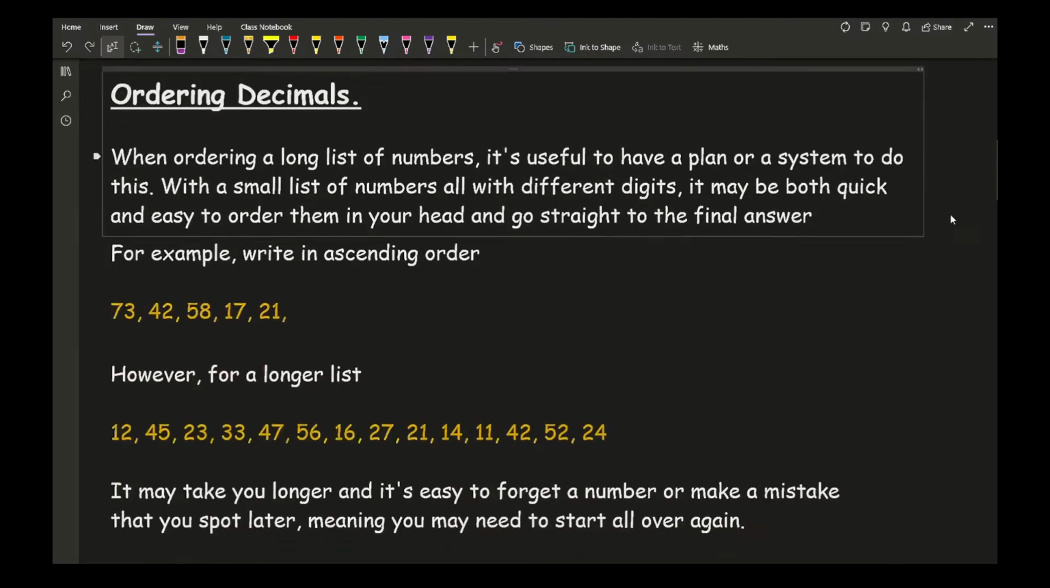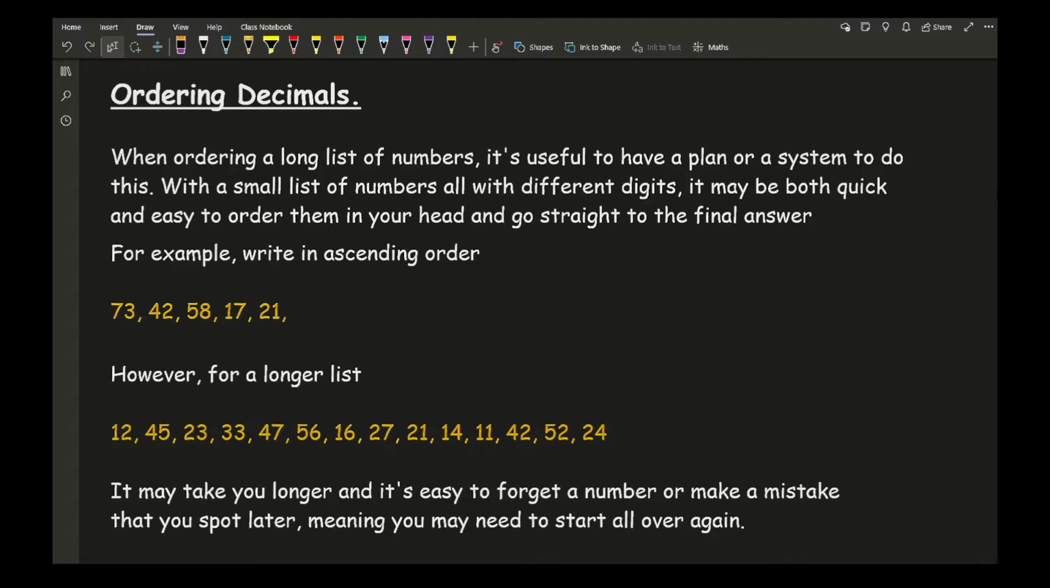So let's have a look at ordering decimals. When ordering a long list of numbers, it's useful to have a plan or a system to do this. With a small list of numbers, all with different digits, it may be both quick and easy to order them in your head and go straight for the final answer.